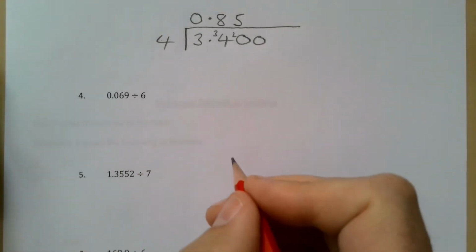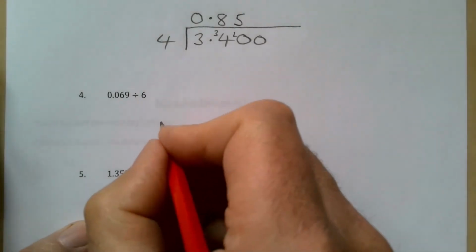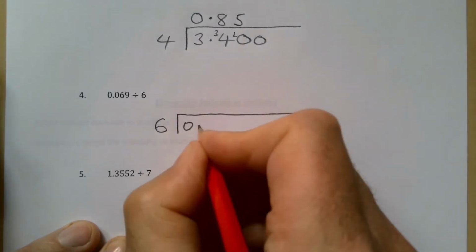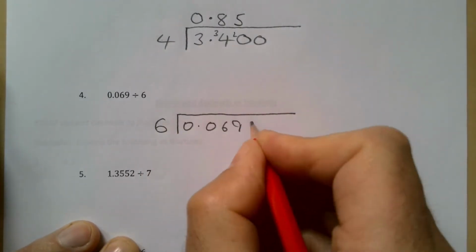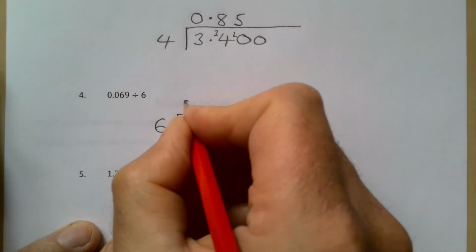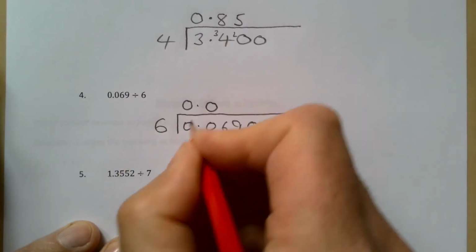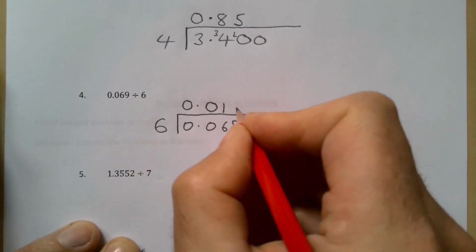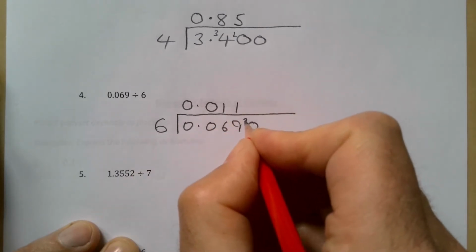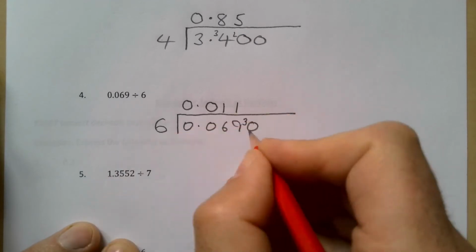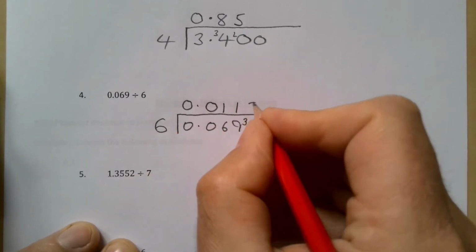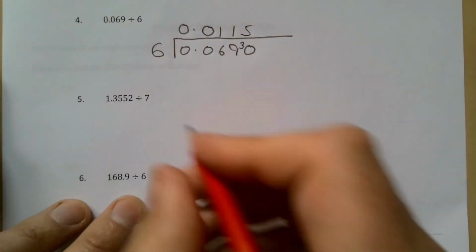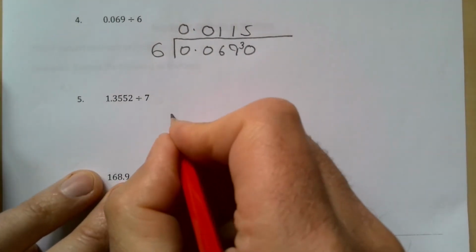Very similar then for the other questions. So we're going to have 6 divided by 0.06. Again, I'll add a 0 there. That goes in one time. That goes in one time with 3 left over. 6 into 30 goes 5 times. Just same technique again.